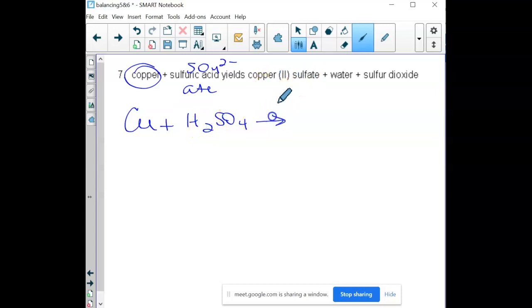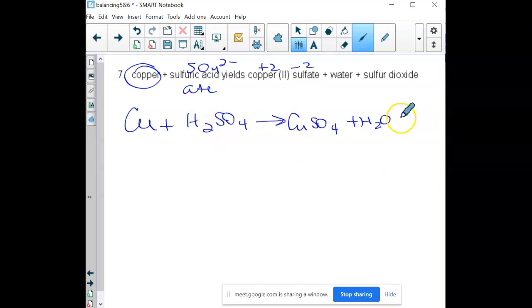Yields tells me to draw an arrow. I got copper 2 and sulfate. Copper 2 sulfate, they're the same number, so we're going to just squish them together, plus water. Now in this case, it's not going to be helpful to write water as HOH because there's no OH on the other side.